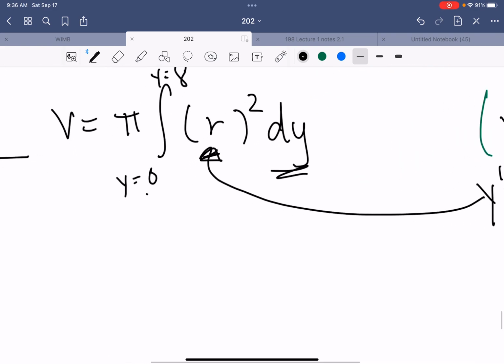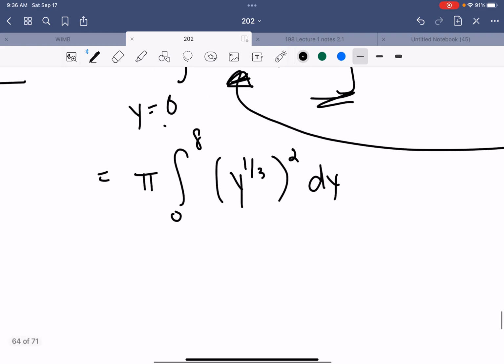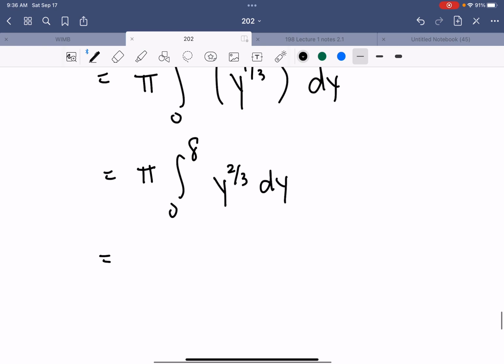And that'll give me pi times the integral from 0 to 8, y to the 1/3 squared dy. And that will give us pi integral from 0 to 8 of y to the 2/3, because I multiply my exponents. And now I'm able to take my antiderivative. So this is y to the 5/3 times 3/5 evaluated from 0 to 8.